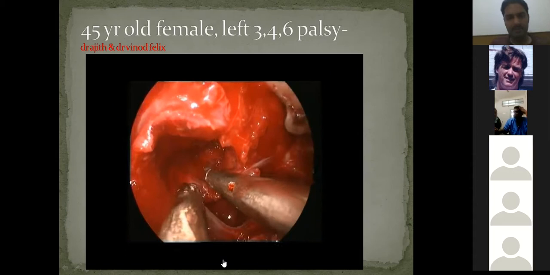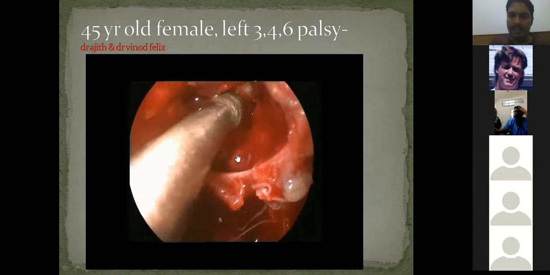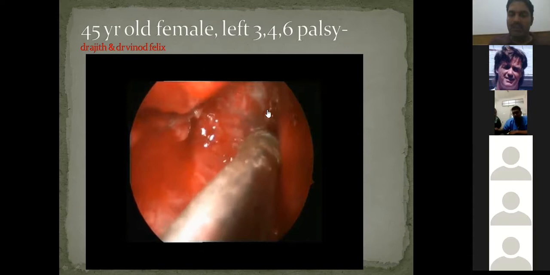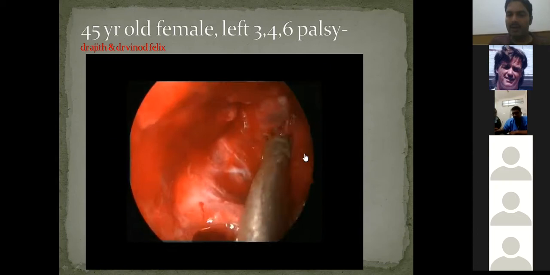And that's a closer view. This is a short vertical segment. This is a horizontal segment. And now we are working in the superior compartment of the cavernous sinus. So carotid artery here, horizontal segment. This is the superior compartment of the cavernous sinus.